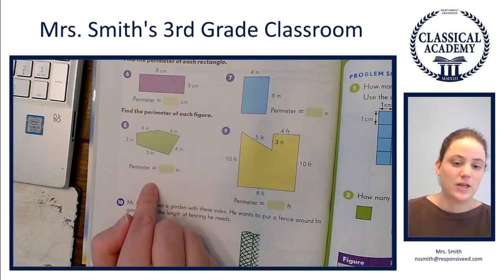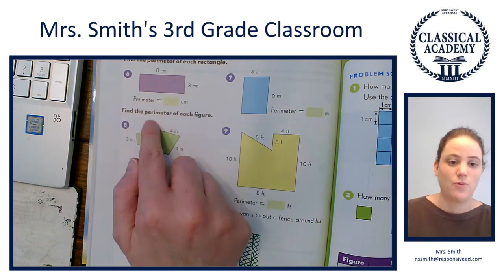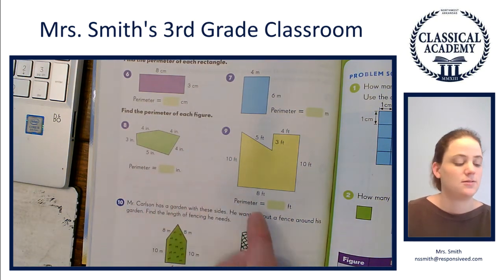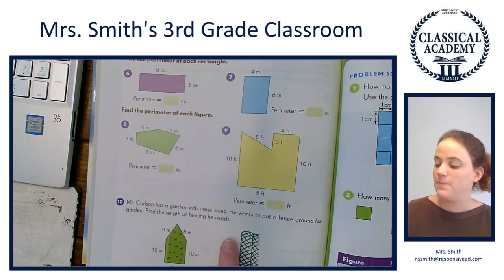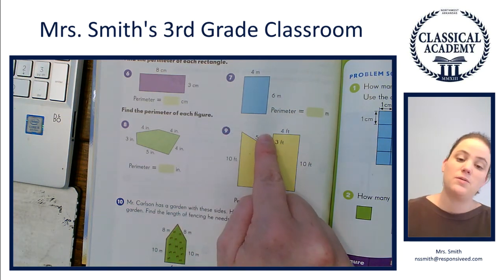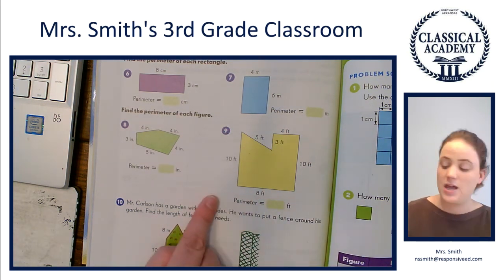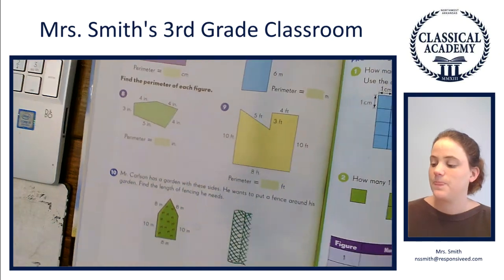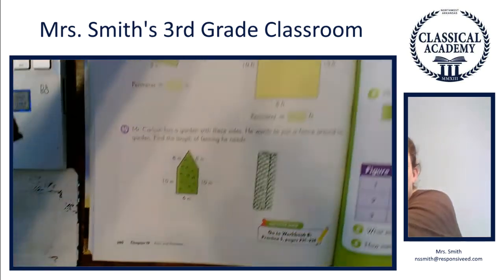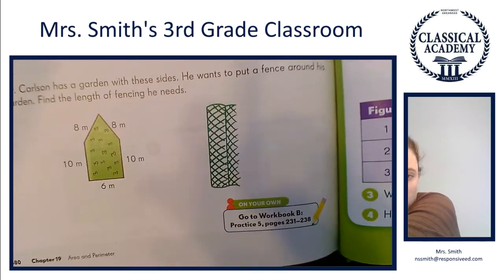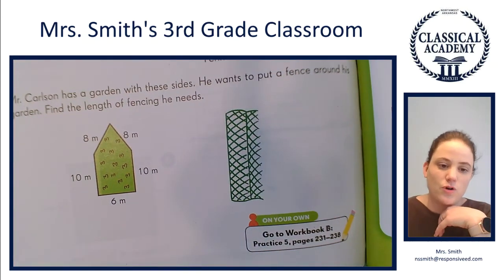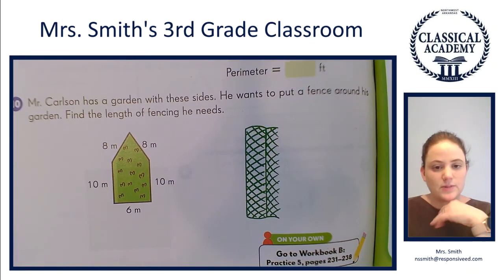Adding these up, we get to 20 inches. You add up all the sides, 20 inches. Number 9, you got 10 plus 5 plus 3 plus 4 plus 10 plus 8 is 40 feet. And down here, it's kind of hard to see. If you didn't get to do that one, you could pause it before you answer it. If not, let's just go right into it.